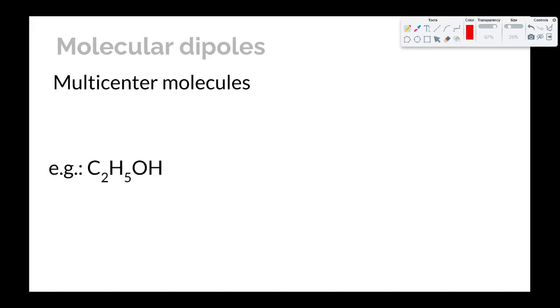multi-centered molecules. Here, this one is ethanol. It's an alcohol. It's the alcohol that's in alcoholic beverages. When you end up drawing the shape for this thing, I'll just skip a few steps here. This is what it looks like. There's going to be a hydrogen attached there, and there, and there. Another hydrogen attached here and here.